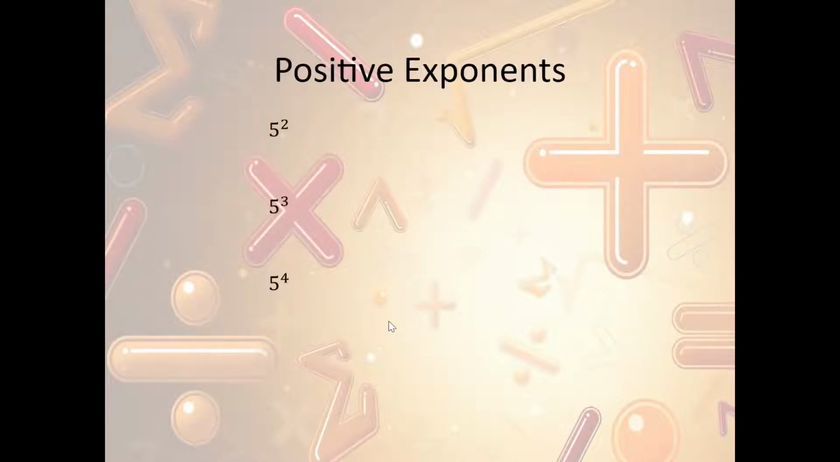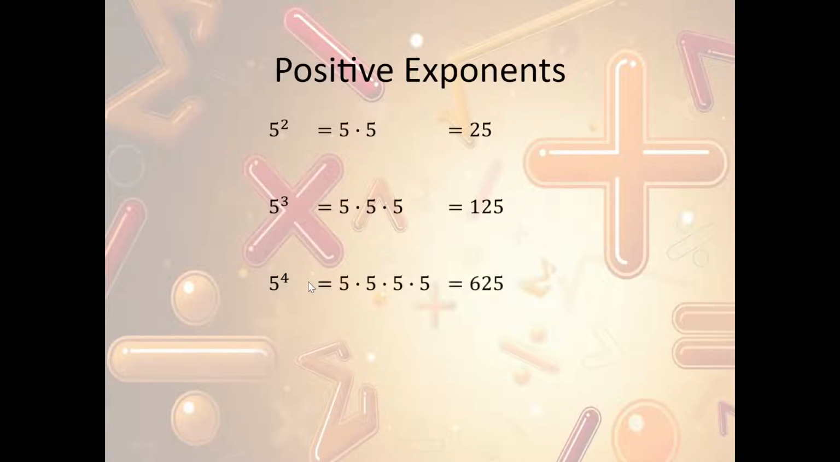Now let's talk about positive exponents. Positive exponents mean that the number above, the number of times we're going to multiply the base by itself, is a positive number. So we have 5 squared. Well, that means that we're multiplying 5 times 5, which in this case is 25. Then we have 5 to the third power, which is 5 times 5 times 5, which is 125. And then 5 to the fourth power is 5 times 5 times 5 times 5, which is 625.